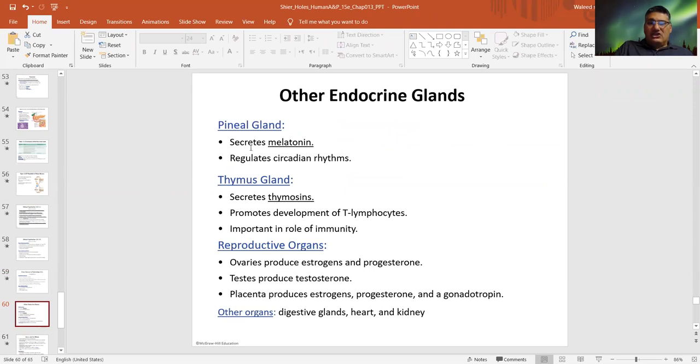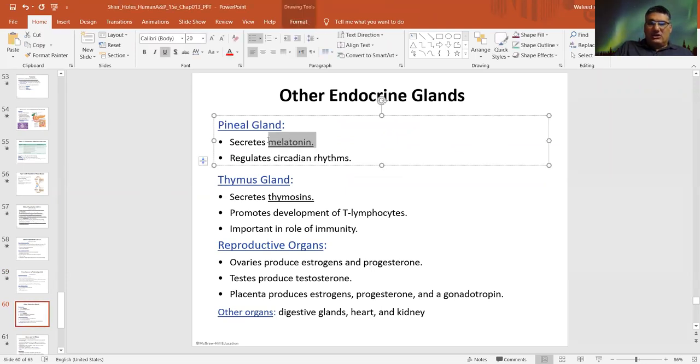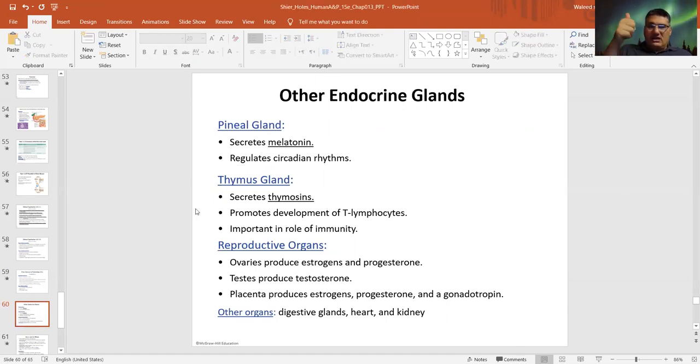Other glands, just know what's a secretion. Pineal gland secretes melatonin. We talked about that in the nervous system, but know it again. Pineal gland, melatonin, circadian rhythm. If you don't have enough melatonin, you have sleep disturbances. Thymus secretes something called thymosin, and that thymosin is important for the maturation of T lymphocytes, so it is important for immunity and body defense.